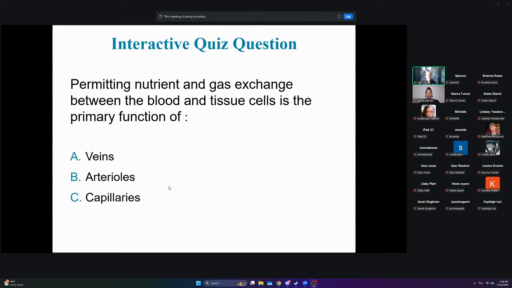All right, so the first of your three questions: which of these three vessel types permits nutrient and gas exchange between our blood and tissues? Where does gas exchange occur? All right, let's continue.